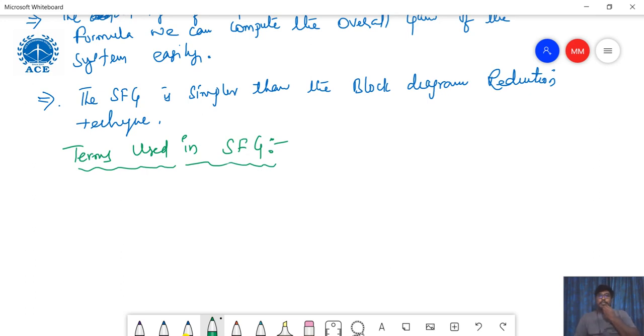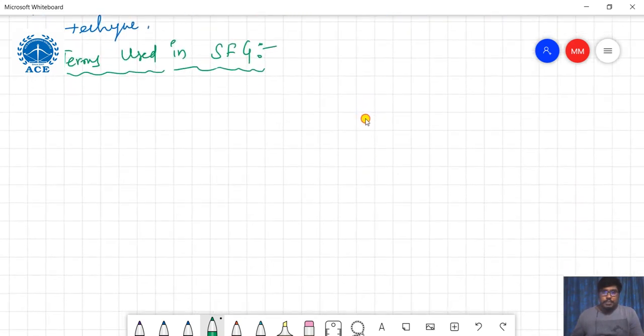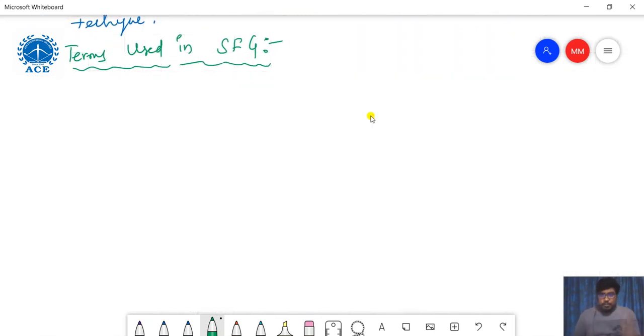Now we'll see the terms used in SFG. So basic terms, we'll see all basic terms and their definitions, and how they are represented.